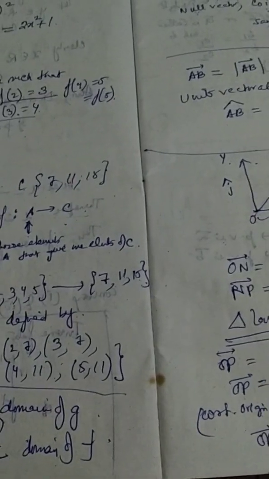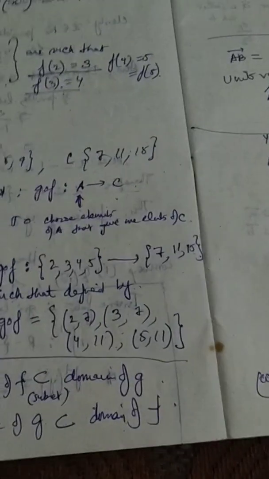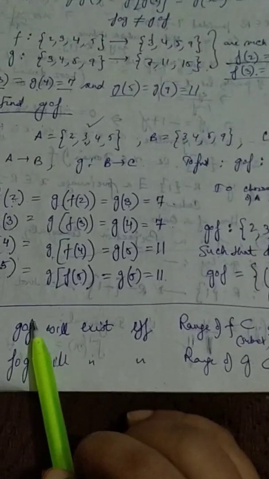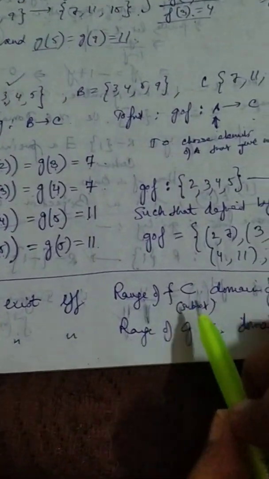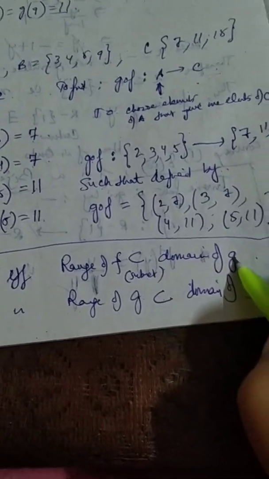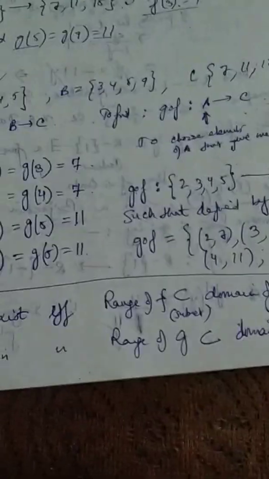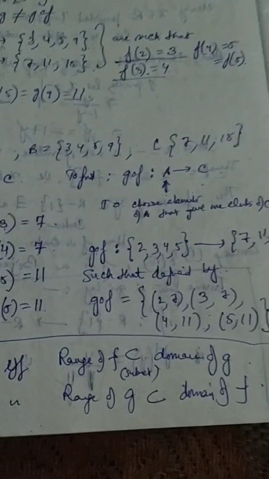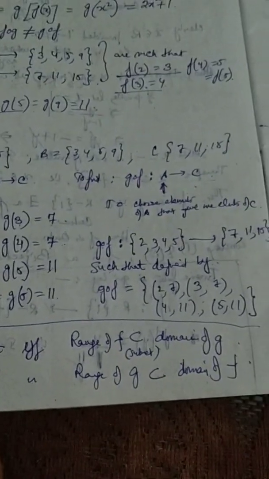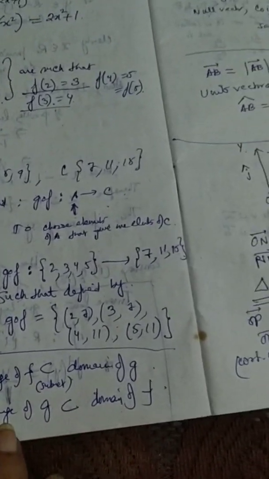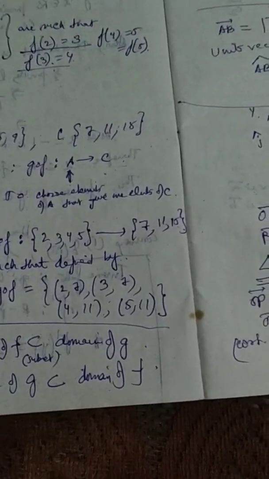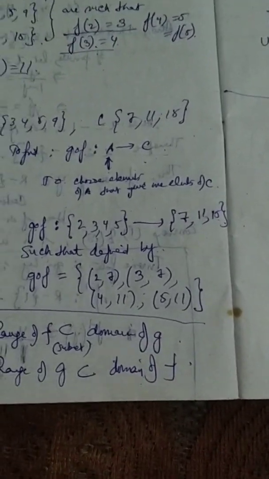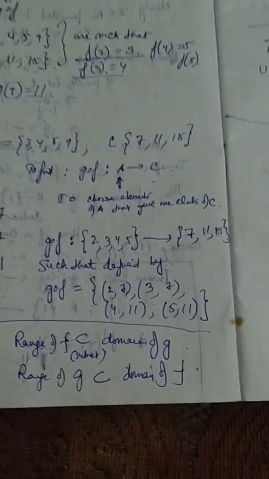It's actually an into mapping. It's an into function. One more thing you need to know: G compose F will exist if and only if the range of F is a subset of the domain of G. This can be a small question of 1 mark maybe. Similarly, F compose G will exist if the range of G is a subset of the domain of F. This is obvious and doesn't need any explanation, but please remember it.